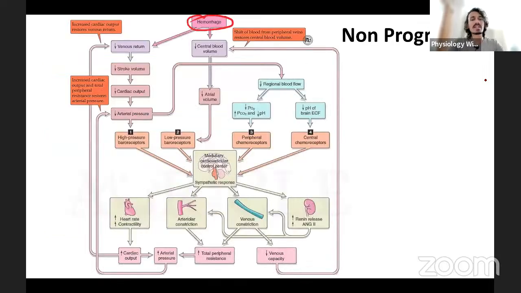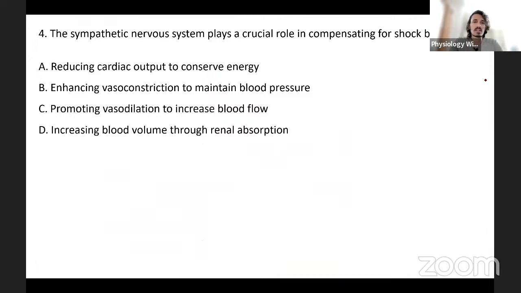So in non-progressive shock, what is happening? Hemorrhage is there, for example. This is just an example of hypovolemic shock. Venous return is less, so ultimately your BP is falling. When BP is falling, that is detected by baroreceptors and the sympathetic response kicks in. Apart from that, blood flow and blood volume are less, which results in activation of peripheral and central chemoreceptors. As a result, a sympathetic response happens. What does it do? In the vessels, it increases peripheral resistance. In the heart, it increases heart rate and contractility to increase cardiac output. Ultimately BP comes back to normal. These are all the measures that help regulate the fall, and that is non-progressive in nature.